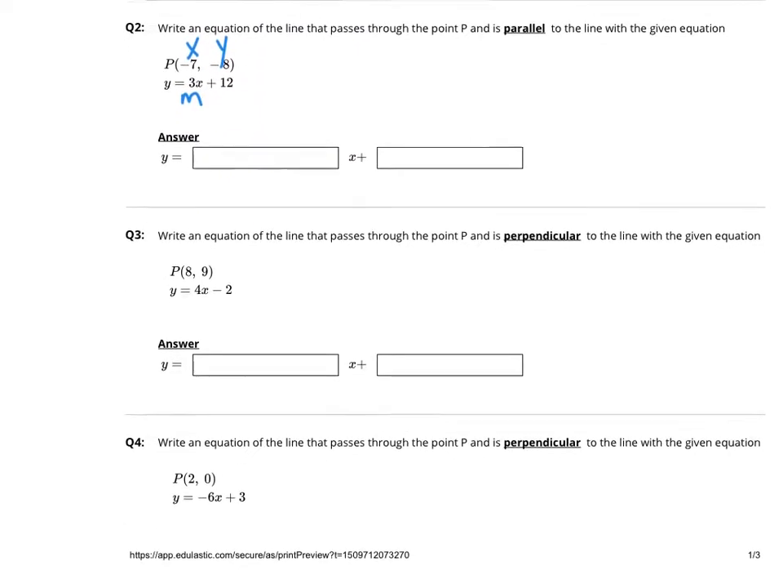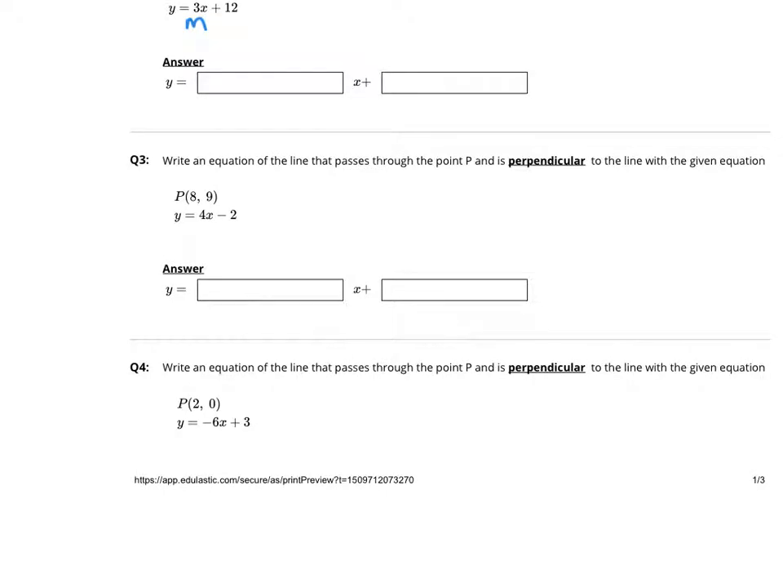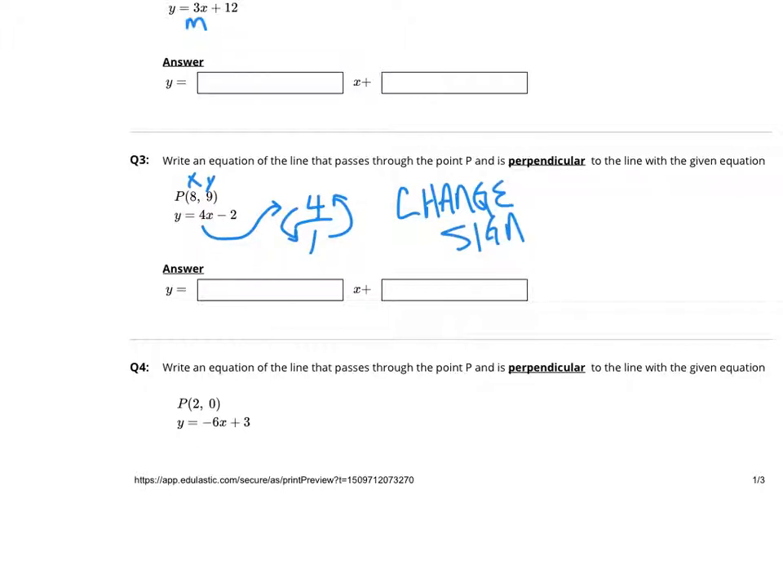In number 3 and 4, it's pretty much the same thing. The only difference is, remember, they're perpendicular. Okay, so we're going to take this guy's slope. Okay, he's 4/1. And remember, we have to flip it upside down and change the sign. So change the sign. If it's positive, make it negative. If it's negative, make it positive.